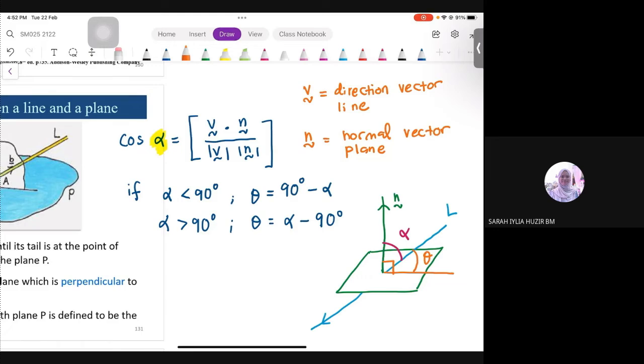The other side of it. That's why we have to perform alpha minus 90 degree. That's how you will obtain theta, the same angle here. Alright, so just remember, you must choose the correct vector. For the line, you must choose the direction vector. And then for the plane, we must use the normal vector. So let's do an example about this.